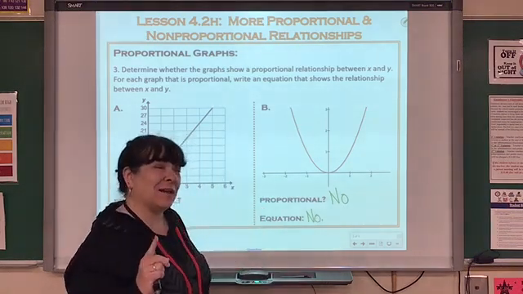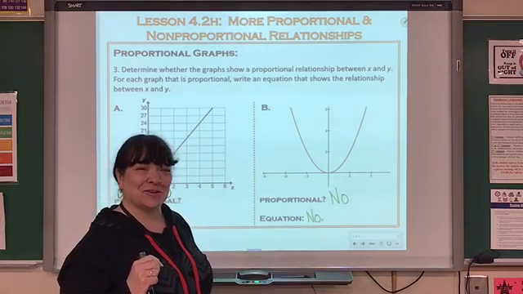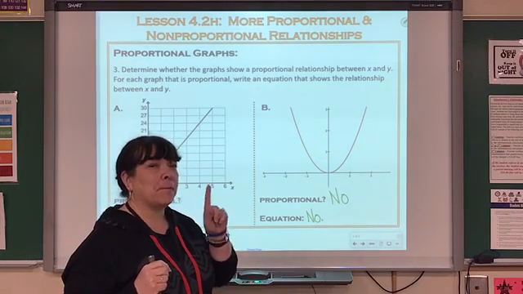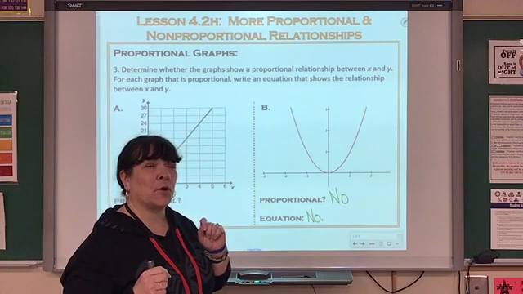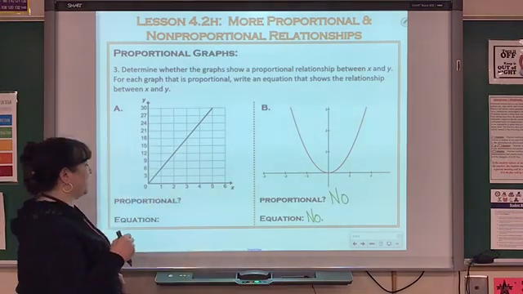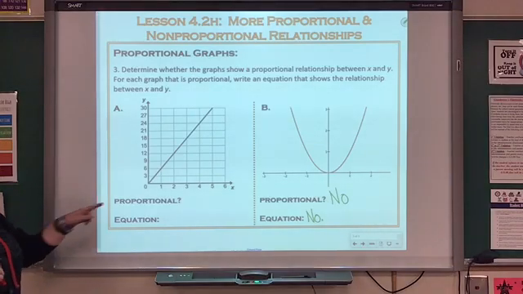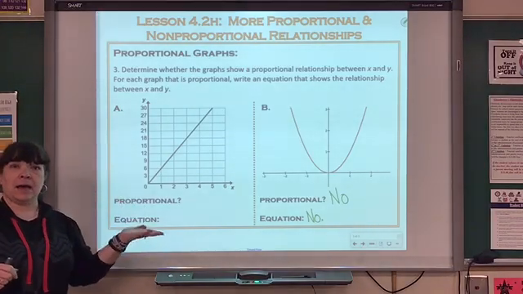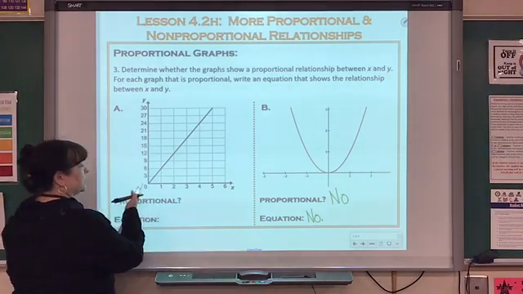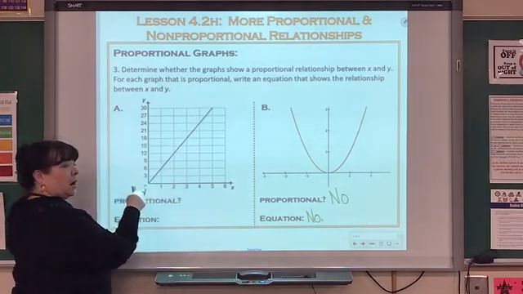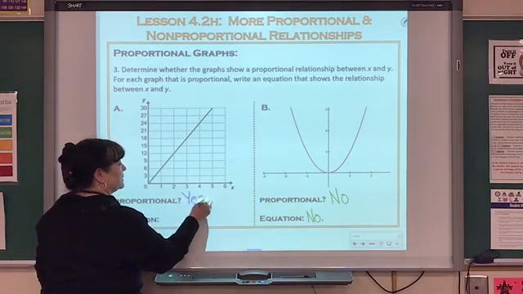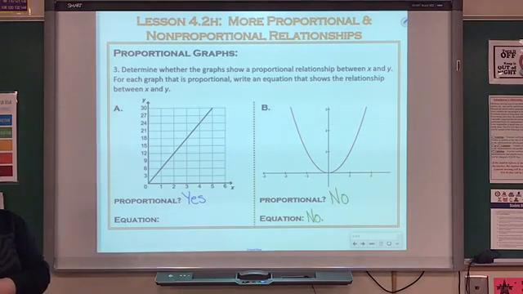Later on, as you move up higher into other grade levels, you will discover there is an equation for that, but it's not a proportional equation. And you'll learn about those later on in your math career. This one, proportional? Yeah, this one is proportional. First off, straight line, up, has the origin. So we would say that, yes, this one is proportional.